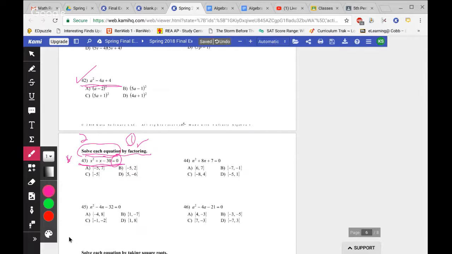So what two factors multiply together to give you a negative 30 that when you combine them give you a positive 1? What are some factors of 30? 5 and 6. Okay, so 5 and 6. One of those would have to be positive and one negative in order to get a negative 30. The bigger one in this instance is going to be positive, and the smaller one negative. So you've got x minus 5 and x plus 6 equals 0. Can't forget that part. Equals 0.